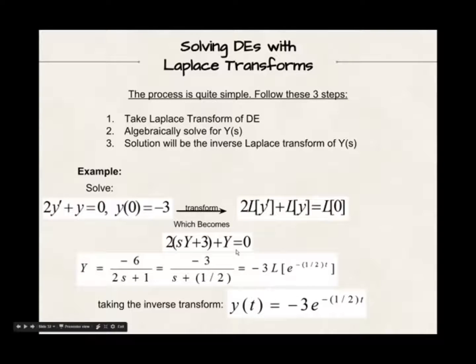We then use this information to solve for it algebraically, so that big Y is equal to negative 6 over 2s plus 1, which is equal to negative 3 over s plus 1 half, which is equal to negative 3 times the Laplace transformation of e to the negative 1 half t. Using this information, we find that y of t is equal to negative 3 e to the negative 1 half t, which satisfies our initial condition of y of 0 being equal to negative 3.